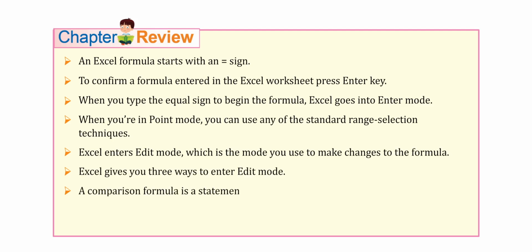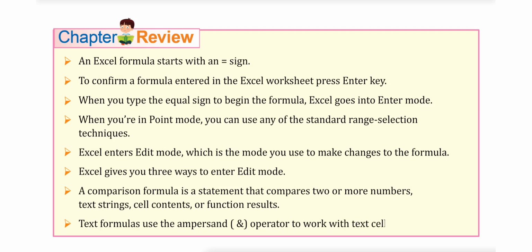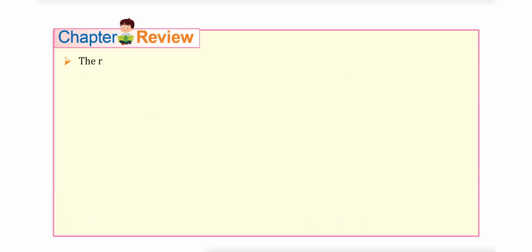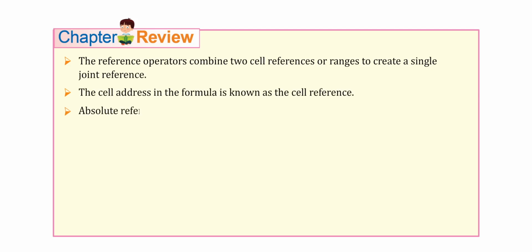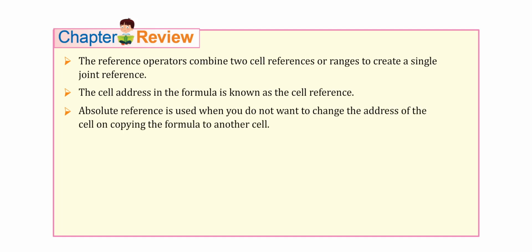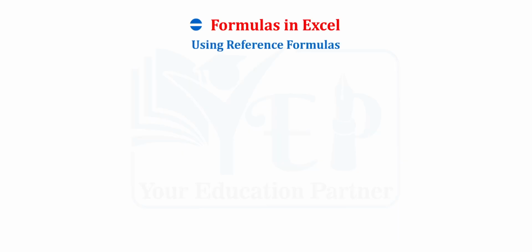A comparison formula is a statement that compares 2 or more numbers, text strings, cell contents, or function results. Text formulas use the ampersand operator to work with text cells and text strings. The reference operators combine 2 cell references or ranges to create a single joint reference. The cell address in the formula is known as the cell reference. Absolute reference is used when you do not want to change the address of the cell on copying the formula to another cell. Mixed reference is a combination of relative and absolute reference. Using reference formulas.